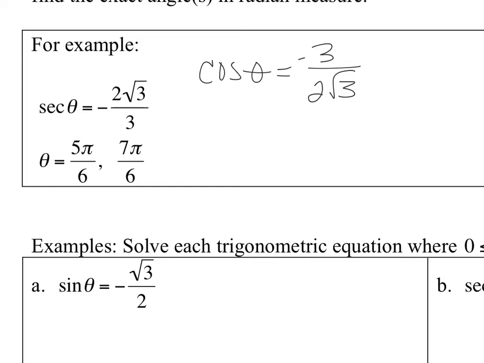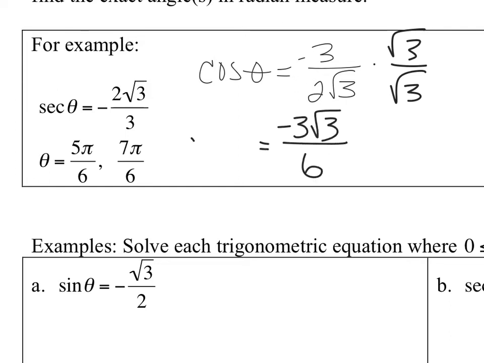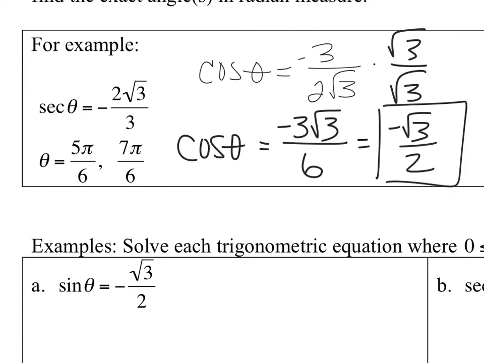With that in mind, can I leave it like this? No. So let's change this around. Let's multiply by the square root of 3 on top and bottom. And what does that give me? Negative 3 square root of 3 over 6. Can I reduce that at all? Beautiful. Now, negative square root of 3 over 2. Is this one you are really familiar with?